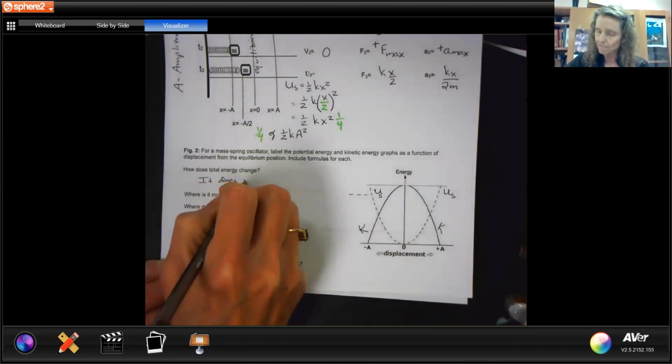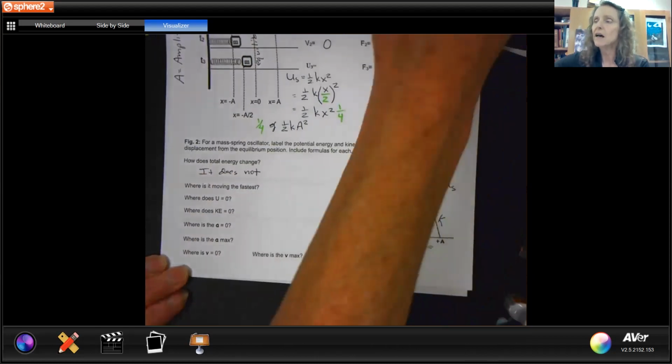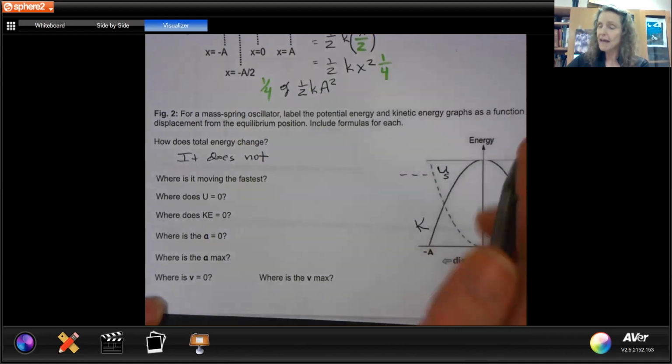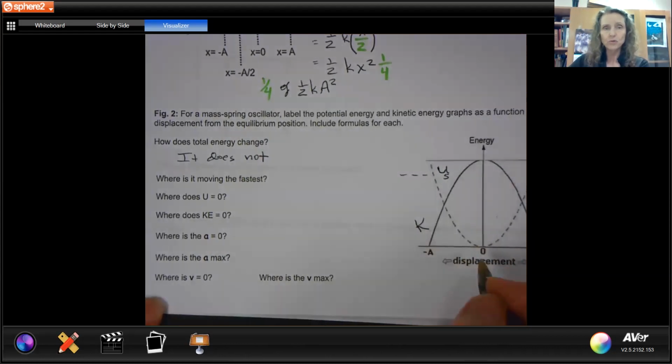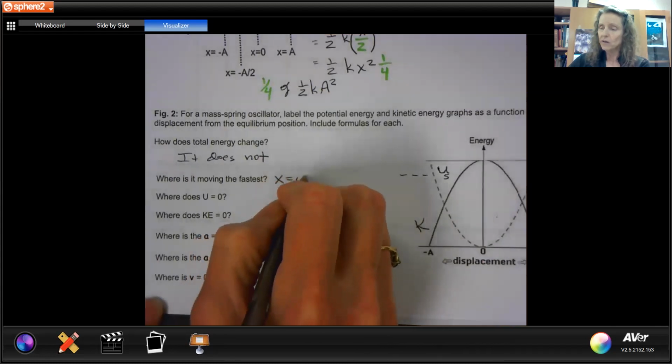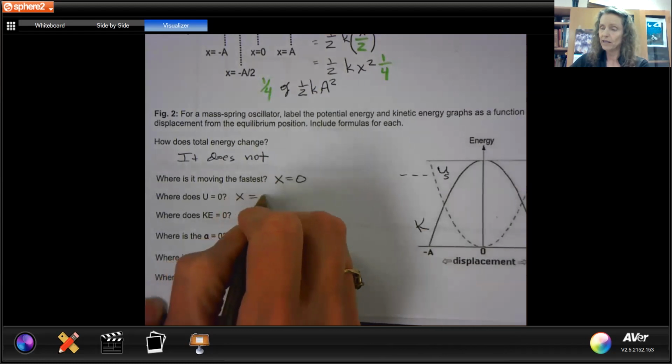Conservation of energy, right? There's no external work done on the system. No outside forces acting on it. So that does not change. Now, where's it moving the fastest? When it zooms through the equilibrium position. When x is equal to 0, potential energy is 0, right? Let's link those two together right there.